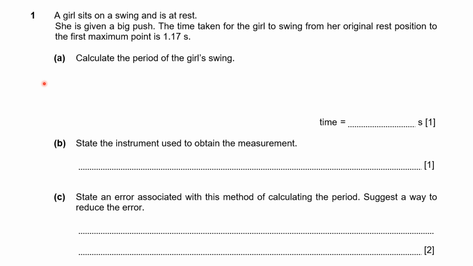A girl sits on a swing and is at rest. She's given a big push, and the time for the girl to swing from her original rest position to the maximum point is 1.17 seconds. So in part A, we are to calculate the period of the girl's swing.